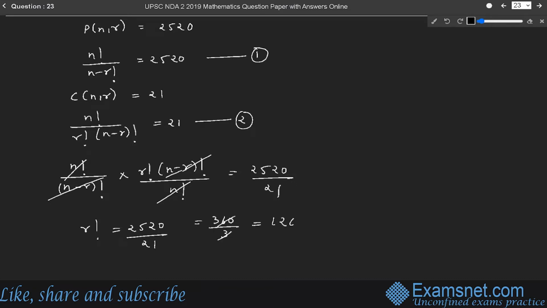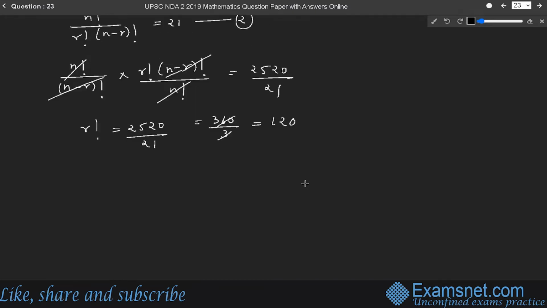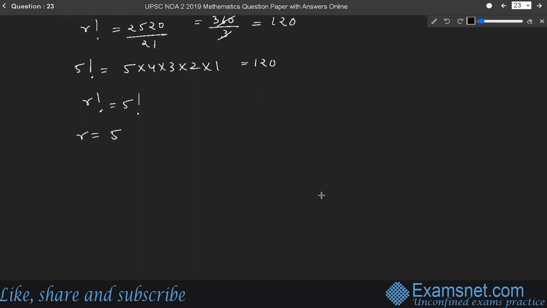Again, it will be equal to 120. So we can say that 5 factorial is equal to 5 into 4 into 3 into 2 into 1. It is also equal to 120. Since r factorial is equal to 5 factorial, we can say that r will be equal to 5. Now, from equation 1, we have n factorial divided by (n minus r) factorial. Putting the value of r here, it will be equal to 2520.